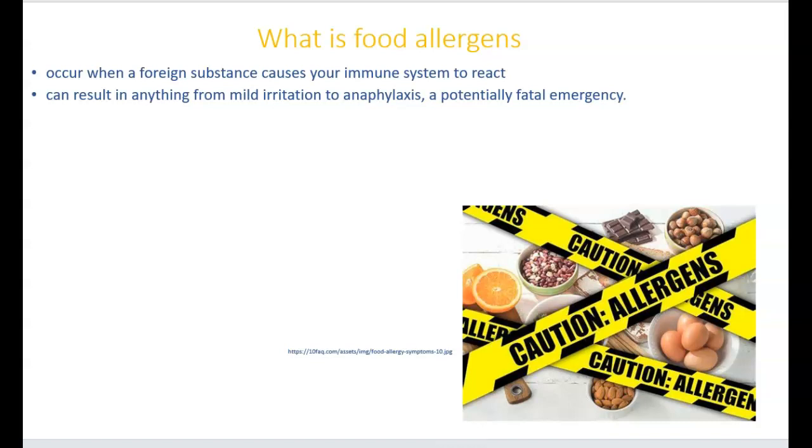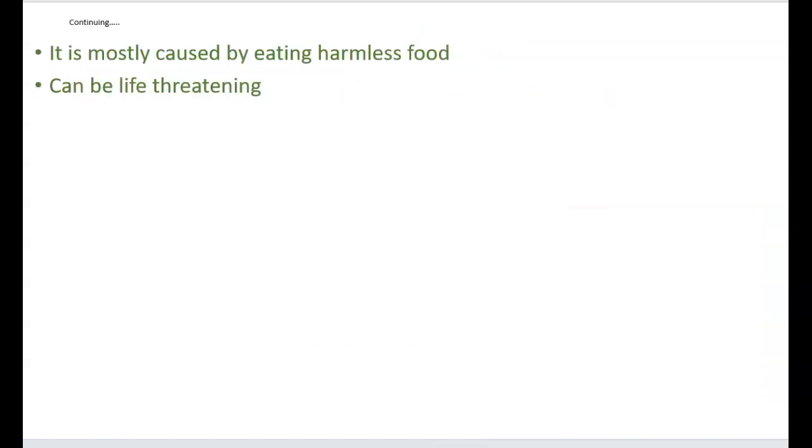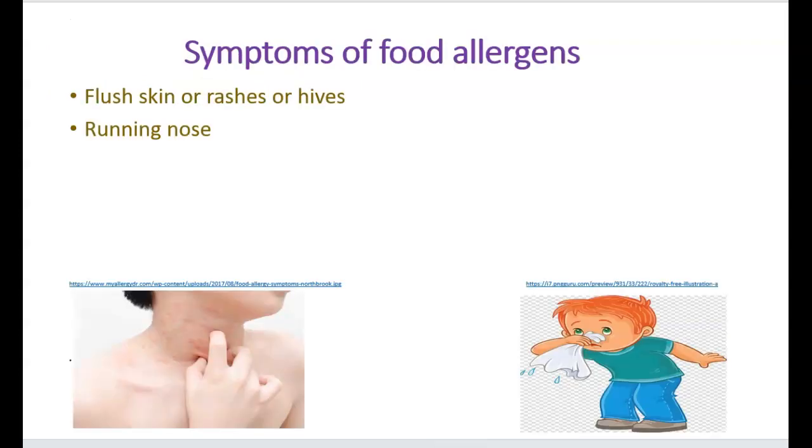What are food allergens? It occurs when a foreign substance is eaten and your immune system reacts to it. After eating that, there are several reactions. It can be mild or fatal, and it is mostly caused by eating harmless food, and sometimes it can also be life-threatening. What are the symptoms of food allergens?